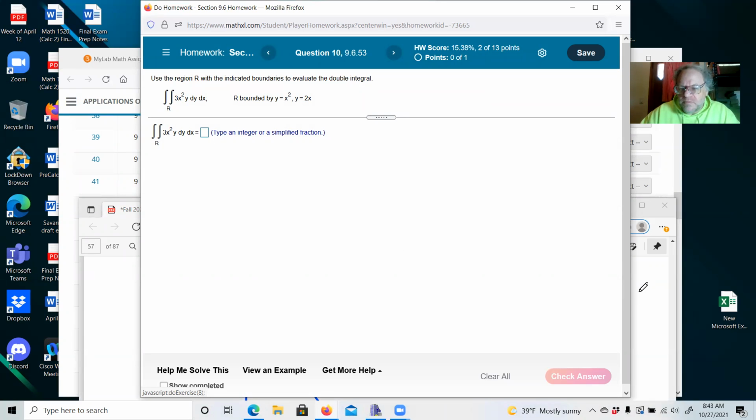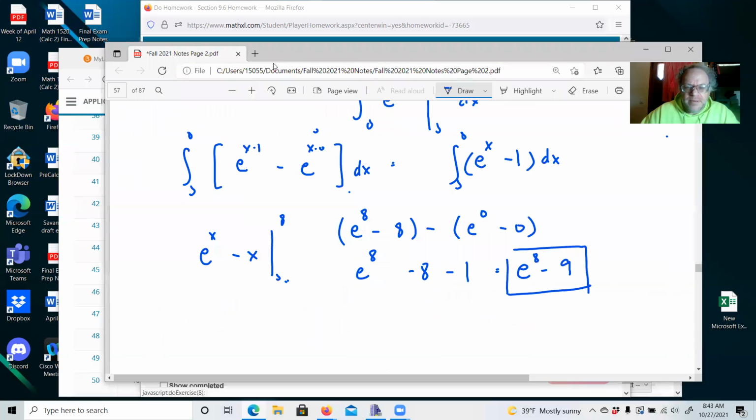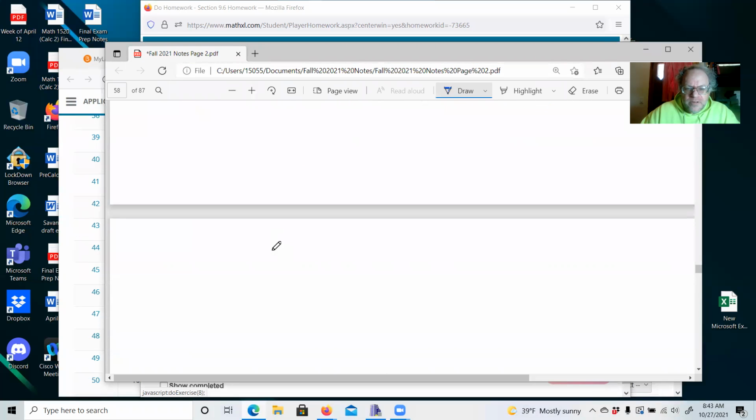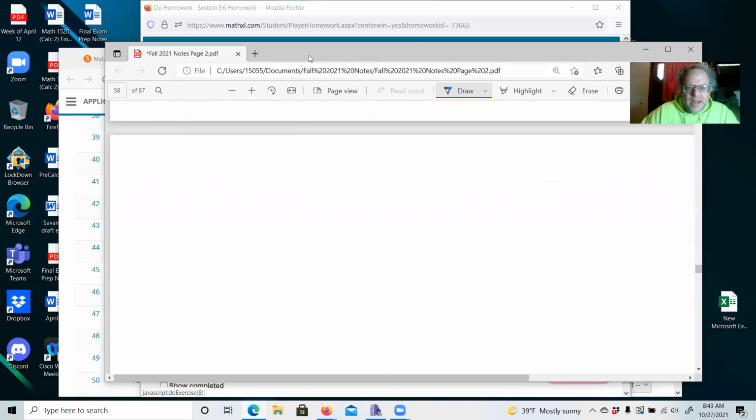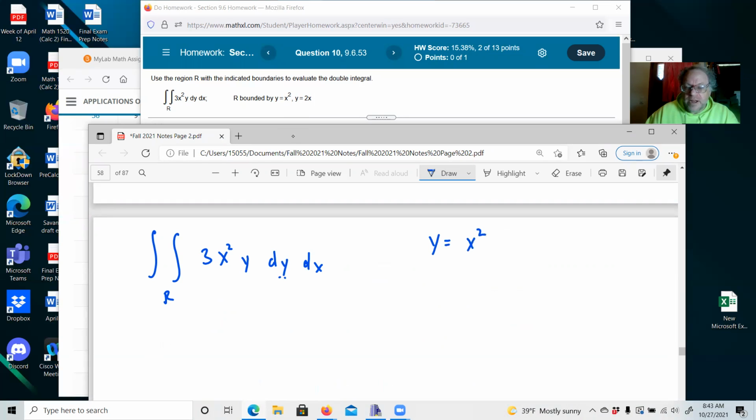All right. This one, a little tricky, because they're giving us a bound here, saying we want you to do this bounded by this business here. So let's go ahead and turn the page. So we've got a region. We've got 3x squared y dy dx. Fortunately, they gave us this first. And they said bounded by y equals x squared and y equals 2x.